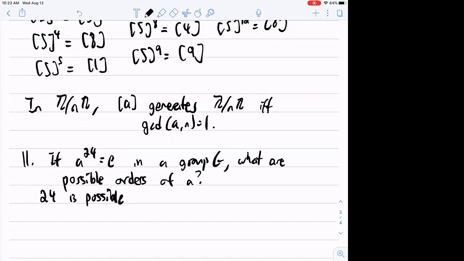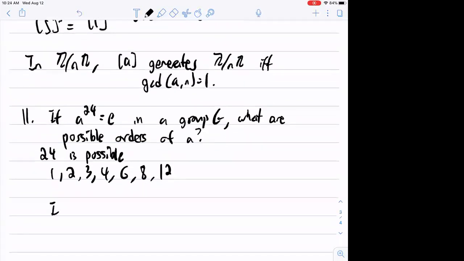Yeah. So it's clear any divisor of it will work, right? So like 1, 2, 3, 6, 8, 8 times 3, yeah. Okay, 12. Right. These are all possible, right? Because if the order is like 3, right, then it's clear that the identity times identity is identity, right? For example.